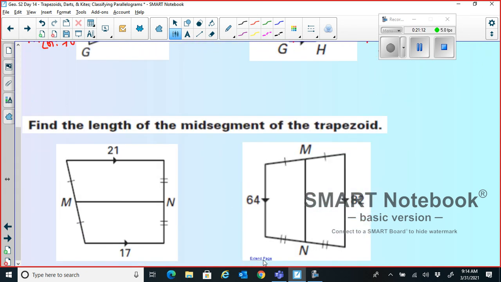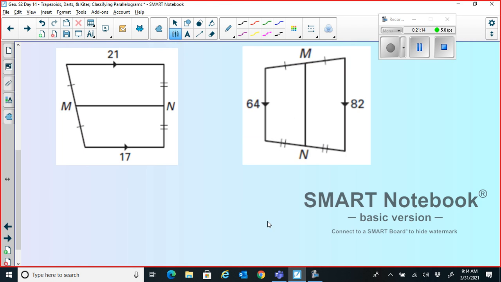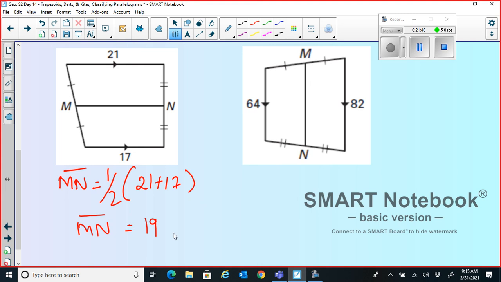Find the length of the mid-segment of the trapezoid. We had seen the definition: the length of the mid-segment of the trapezoid is the average of the bases. So MN, it's not just for an isosceles trapezoid, this theorem works for any trapezoid. The mid-segment is going to be the average of the bases. It's half of the sum of the bases, which were 21 and 17. So 21 plus 17 gives me 38, and dividing by 2 I get 19. So MN, the mid-segment here, is 19 units.